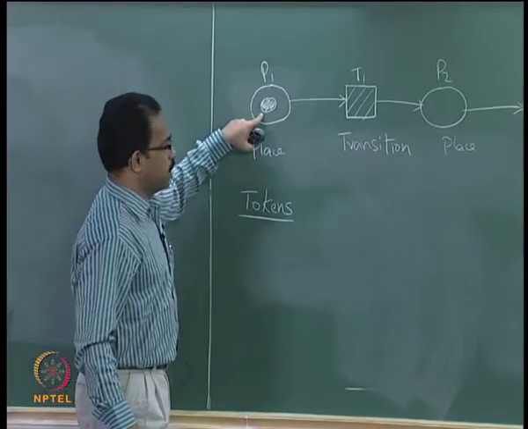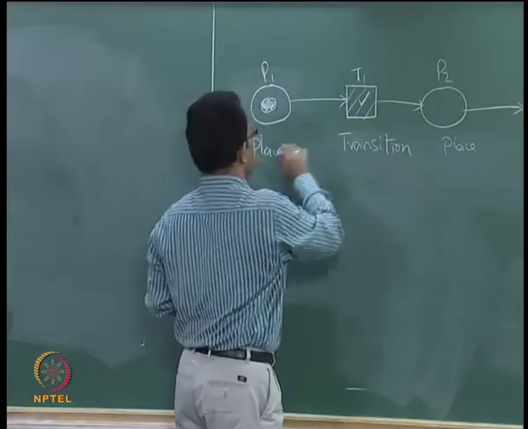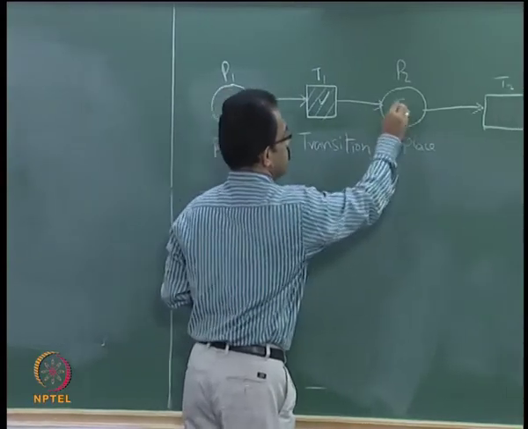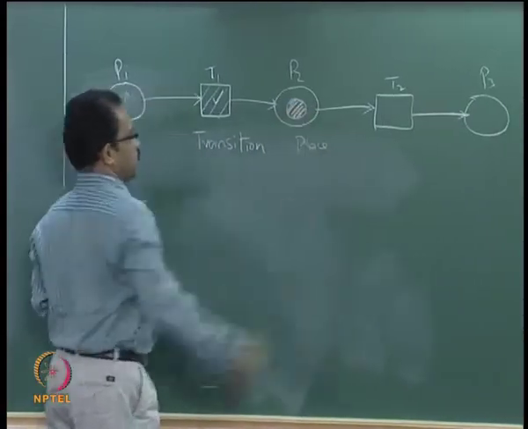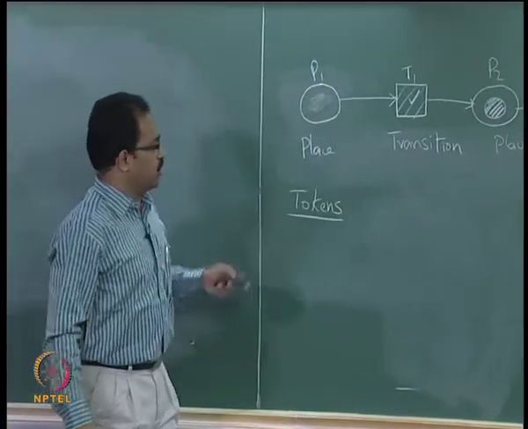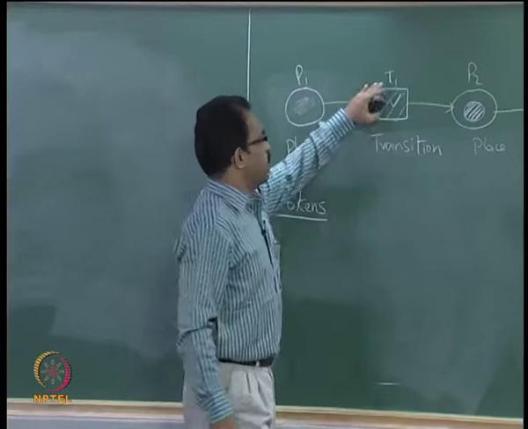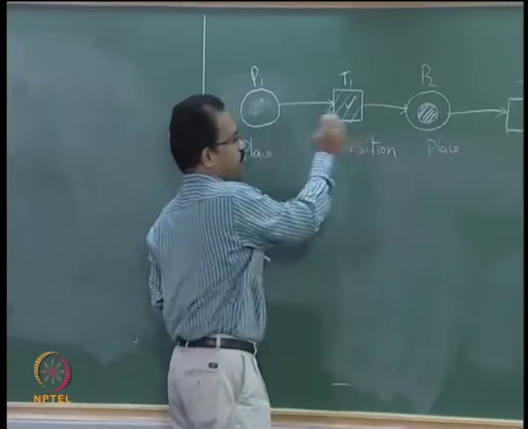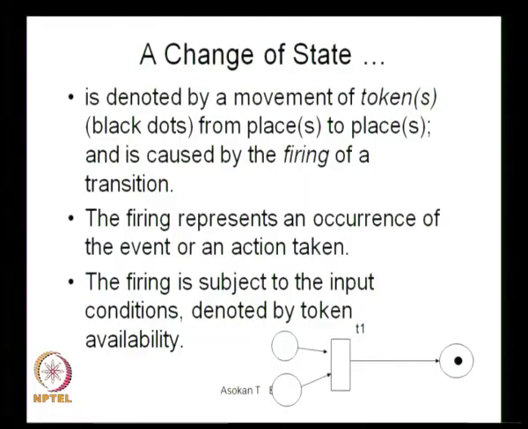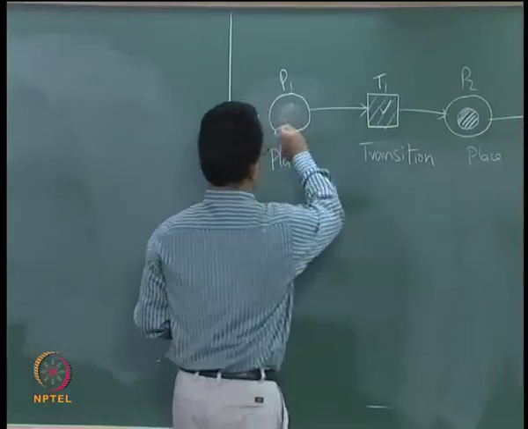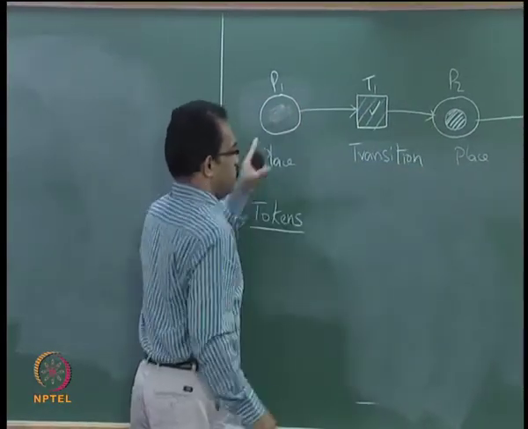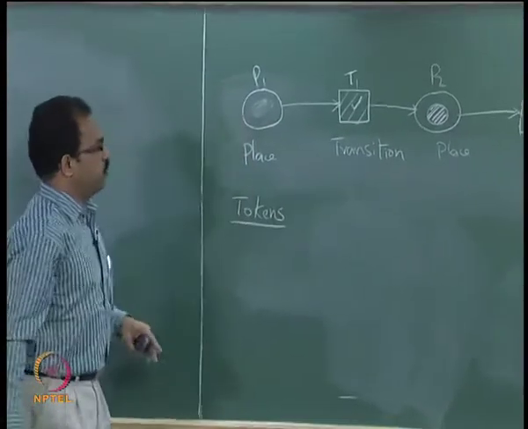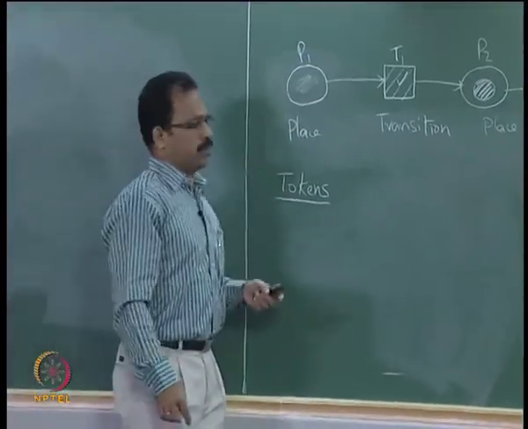So we have a token here. When I activate this T1, the token will be shifted to this one, so now this is in the active mode. That is the change of position, or the transfer of the token. Every transition basically causes the transfer of a token. This change of state is denoted by the movement of a token from place to place and is caused by the firing of a transition. So the firing of the transition causes the token to move from this place to this place, which represents the change of state of that particular function or process.